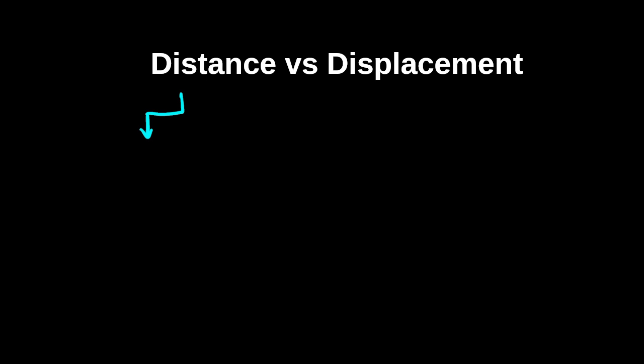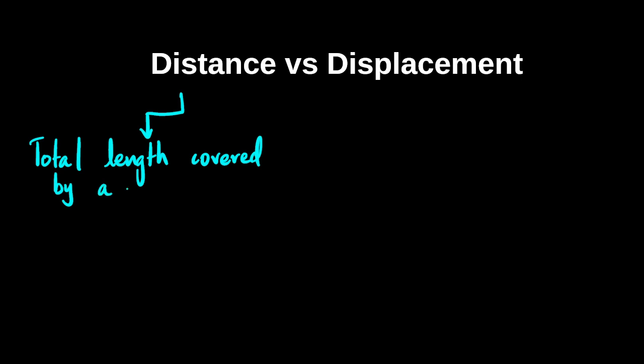So distance is defined as the total length which is covered by a moving object, right? So any object, when it's going to move over some length, it's going to cover some length, and whatever length it covers, that total length is what we call the distance.